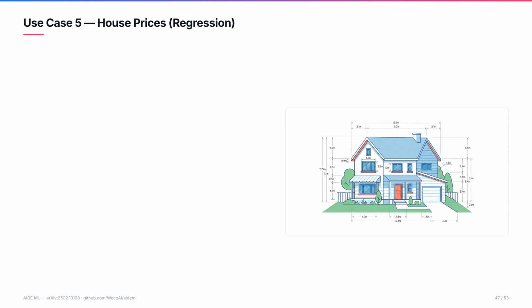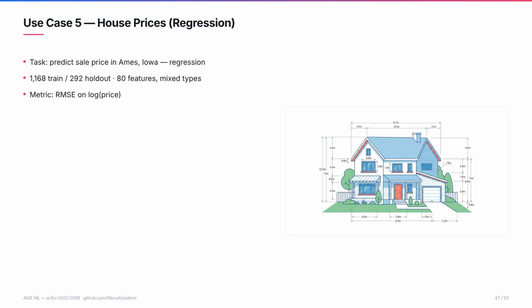Use case 5, the Ames house prices dataset, and the hardest of the group. Features mixing numeric and categorical, from lot area to garage type to kitchen quality. The metric is RMSE on the logarithm of price, so relative error matters equally at every price point. AIDE scored 0.1154, which is a genuinely respectable Kaggle score. And remarkably, it got there despite 9 of its 10 nodes failing.